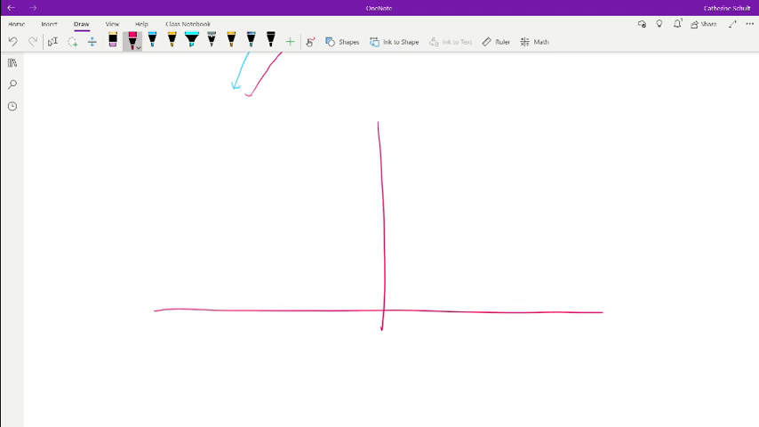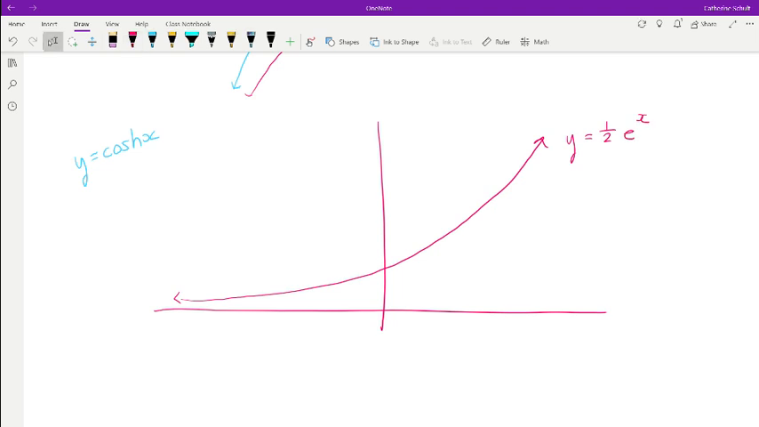And same thing as before, we have some boundary functions. And we're going to be looking at 2. Just as before, it's y equals 1/2 e to the x, and then y equals 1/2 e to the negative x.